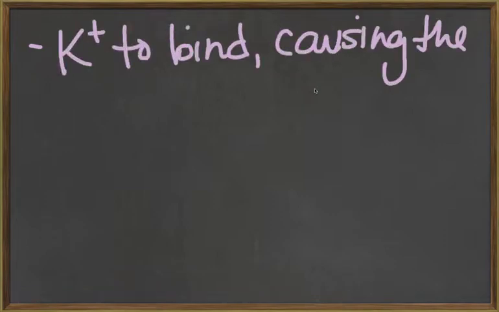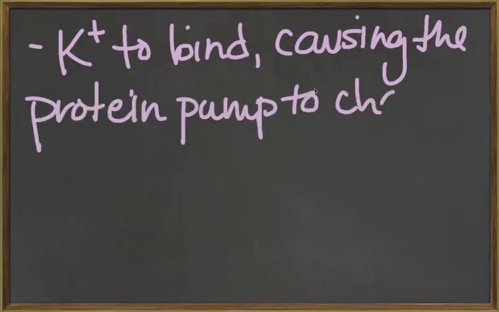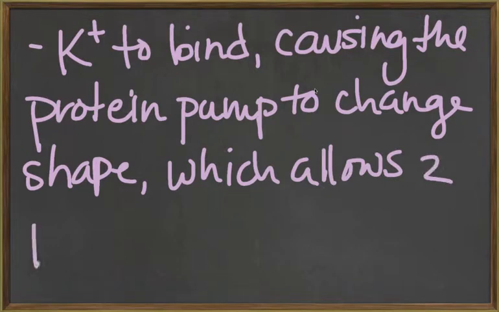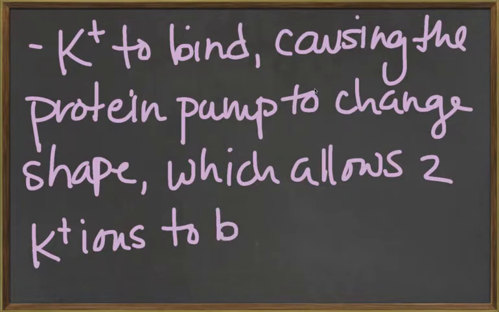Once the 3 sodiums get to the outside, it allows for potassium to bind, causing the protein pump to change shape again, kind of revert back to where it was before, which allows 2 potassium ions to be transported into the cell.